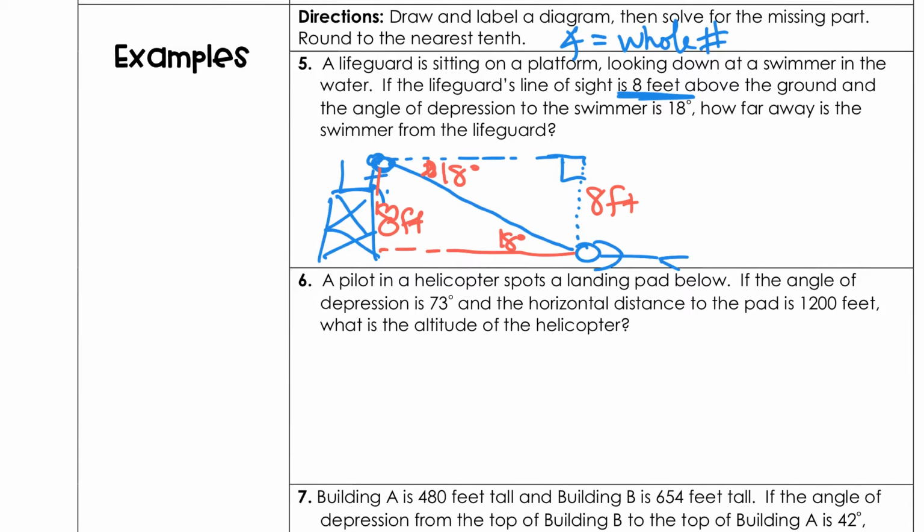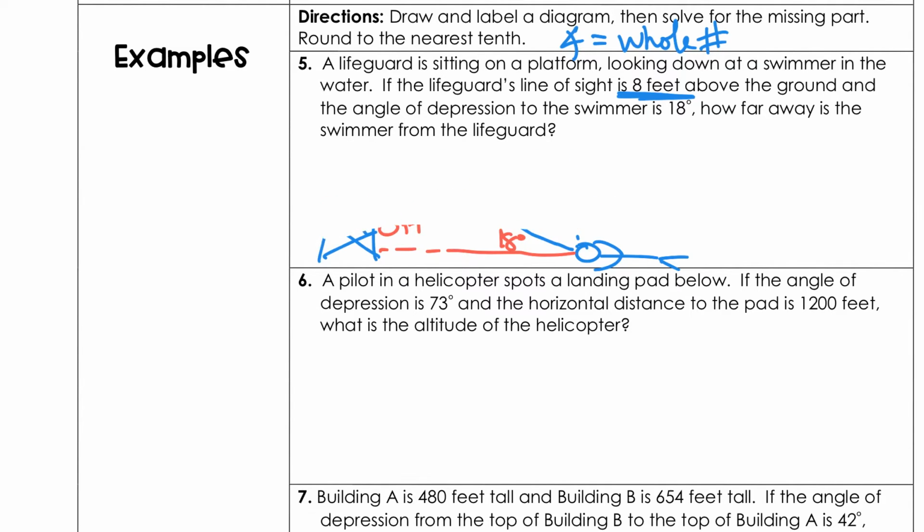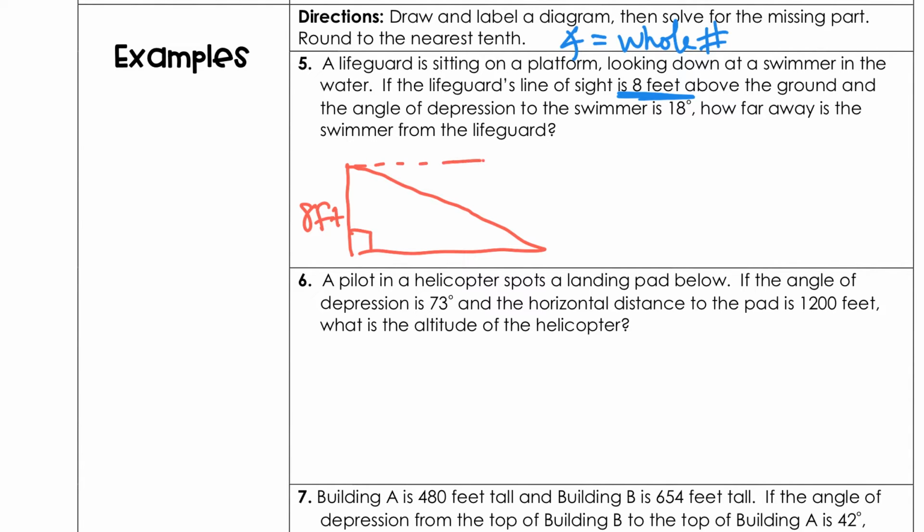Okay, so let me clean this up and show you what we really have. In essence, all we have is a right triangle. The lifeguard is 8 feet above. Their angle of depression was 18 degrees. That can be translated here. And we want to know how far the swimmer is from the lifeguard. So we're looking for x.